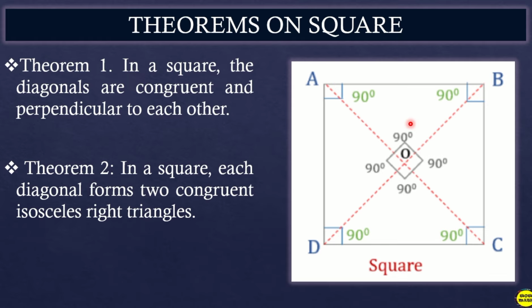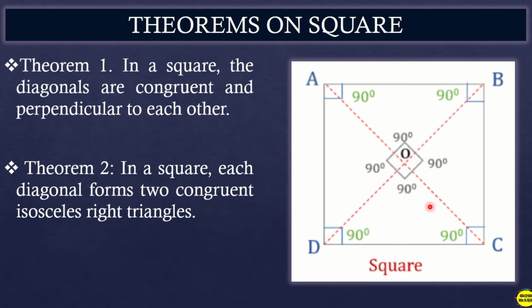Kasi yung measure niya, that is 45, 45, 90. Kaya siya isosceles right triangle. So, ganun din yung diagonal AC. Yung diagonal AC ay makakabuo ng dalawang congruent isosceles right triangle.